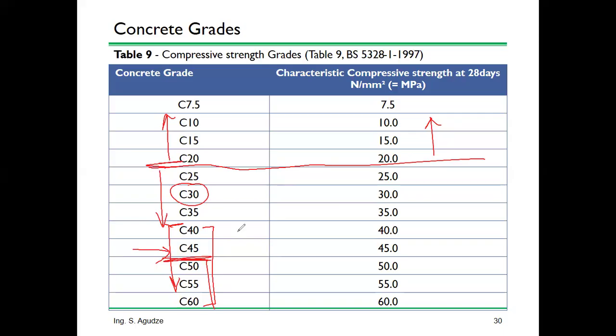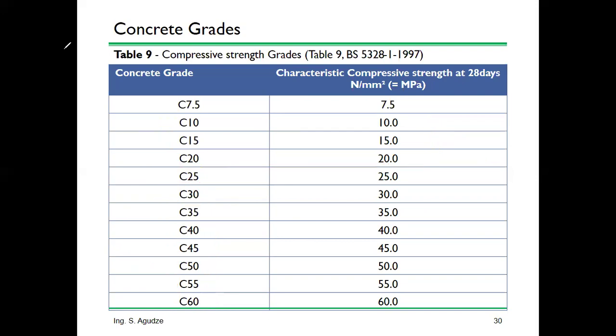Okay, so from today, know that anything below C25 cannot be used for structural purpose. In that case, reinforced concrete elements. Are we okay? Cannot be used for reinforced concrete. And this ratio, I really want to do some research on that. Now, move on.